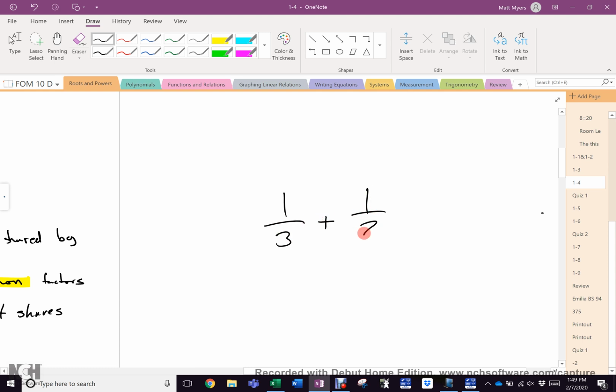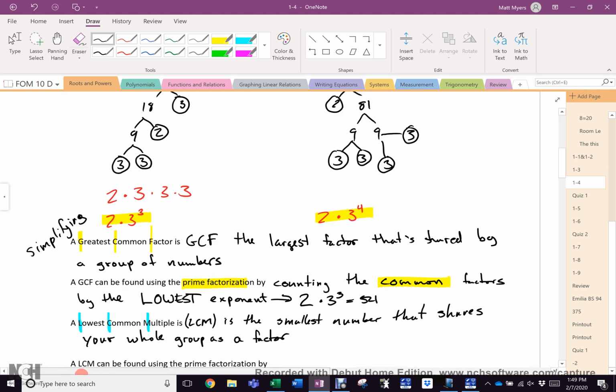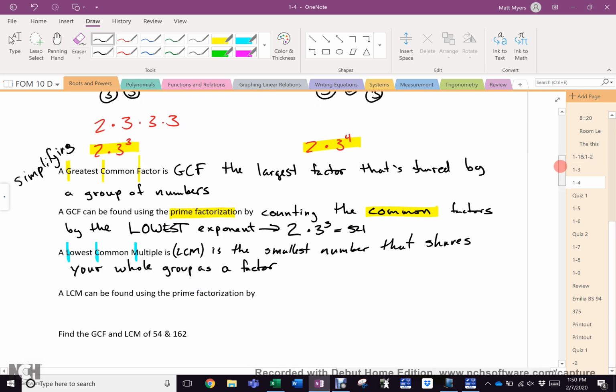1/3 plus 1/2. What do we have to do? Times the 3 by 2 and times 2 by 3. Times 2 times 3, 6. Because 6 shares 3 and 2 as factors. You've all done that before. So we apply it here in another way.